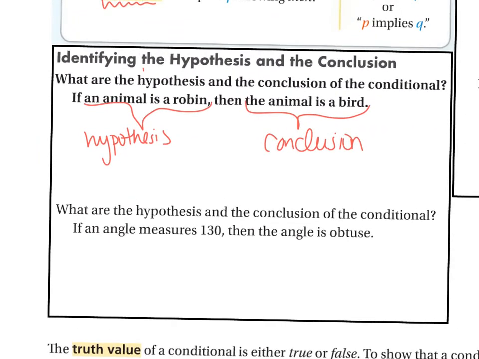Next one, same thing. What are the hypothesis and the conclusion of the conditional? If an angle measures 130, then the angle is obtuse. So this would be the hypothesis, and then this would be the conclusion.